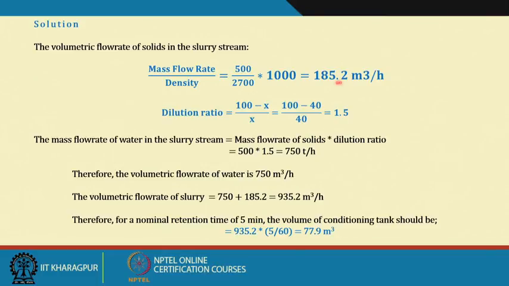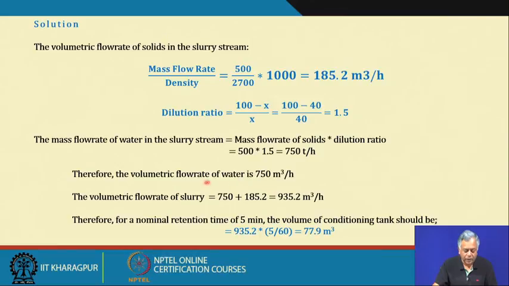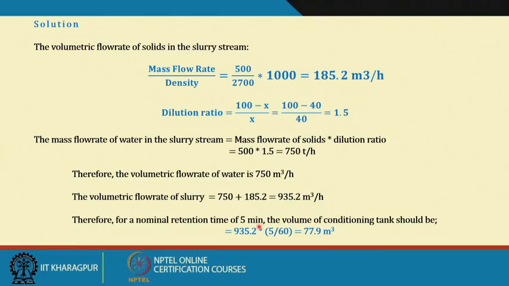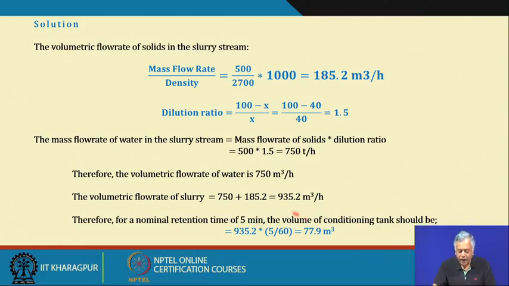So, now I know the volumetric flow rate of solids is 185.2 meter cube per hour, and the volumetric flow rate of water is 750 meter cube per hour. So, the volumetric flow rate of slurry will be 750 plus 185.2, that is equal to 935.2 meter cube per hour. Now, you need a retention time of 5 minutes. So, for a nominal retention time of 5 minutes, the volume of conditioning tank should be 935.2 per hour, converted to 5 minutes, so 5 by 60. That will give you 77.9 meter cube, because you want to retain this material for 5 minutes, not for an hour. So, I have to calculate it back: 935.2 × 5/60.